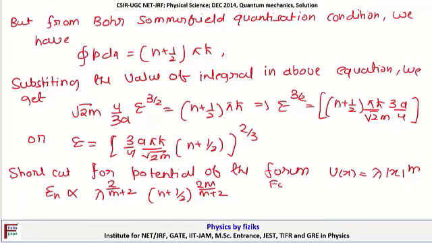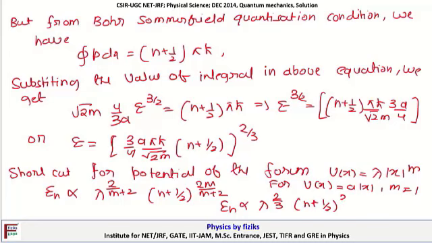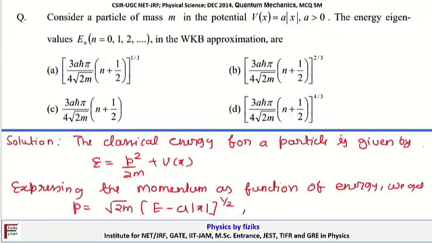For potential V(x) equal to A mod x, m is 1. So here En is proportional to lambda to the power 2 by 3 into (n plus half) to the power 2 by 3. So (n plus half) to the power 2 by 3, we can check, is given only in this option. So without solving it, option B is our correct answer.